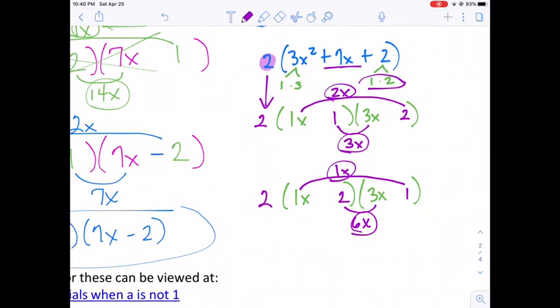Since both of my signs are positive up here, that means I'm going to need pluses in both of these parentheses, because that way they'll multiply to a positive 2 and add to the positive 7x. Final answer, 2 times x plus 2 times 3x plus 1.